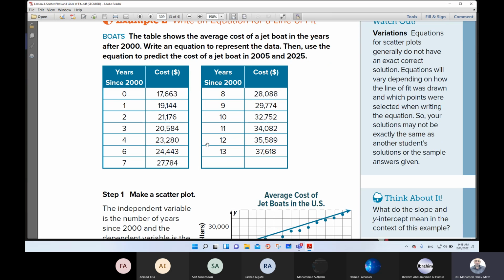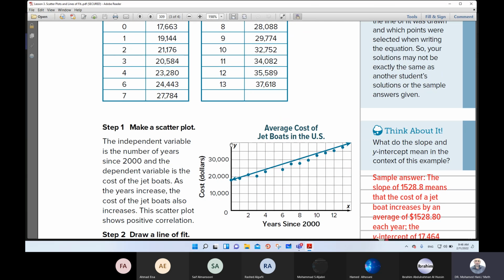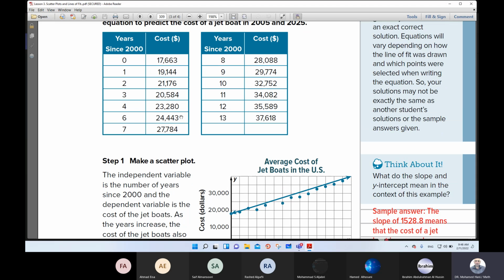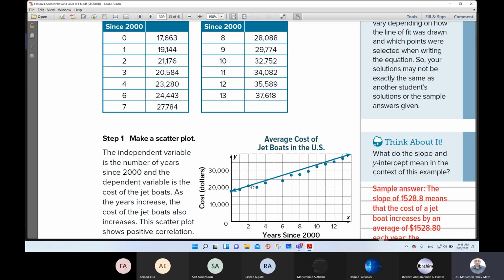As you see in the table here, we have in the first column the values of the years and the cost. You can create the coordinate plane, then choose the values from here. So for each year and each cost, you will get an ordered pair. This is the first point, the second point, the third point, etc. So you can represent the points in the graph. Then you can match between them, and you will get this line of fit.